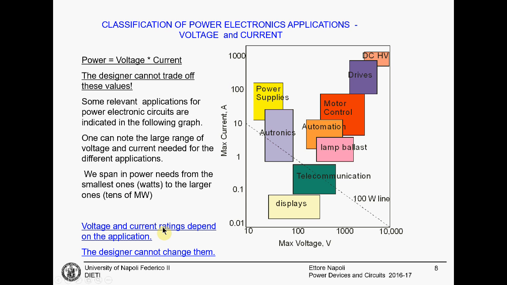Voltage and current, as previously said, depend on the application. You cannot change that. If you have an application that is connected to the mains, the voltage is 230 volts, and you cannot change that. If you want to change the power, you need to change the current. And there are many other applications like this. If you are operating on a battery, the battery has a fixed voltage, more or less. It will change when it is charging or discharging. But in the end, if you want to change the power, you need to change the current. You cannot change the voltage.